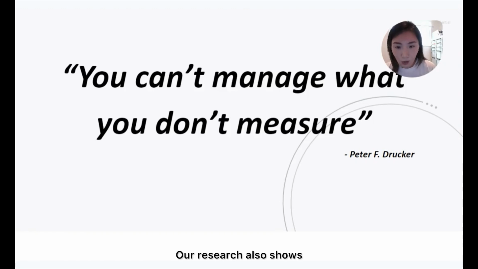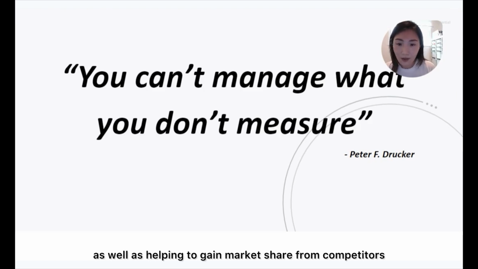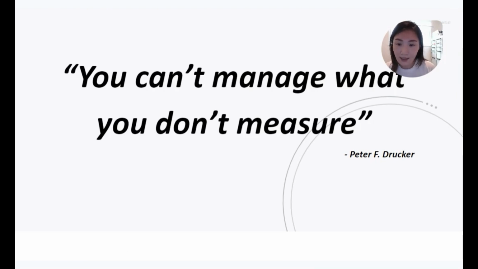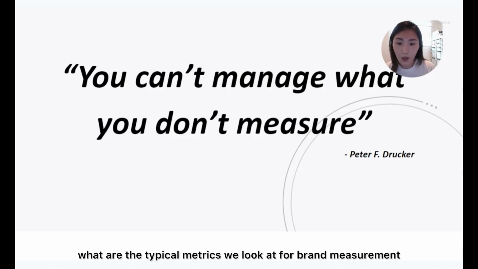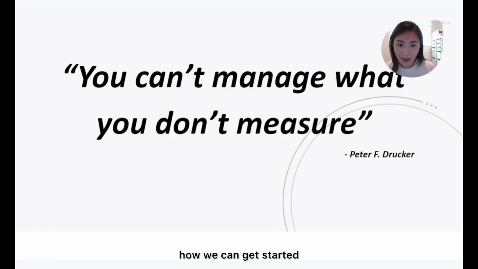Our research also shows that price premiums can be increased by 26% on average with a good brand reputation, as well as helping to gain market share from competitors. Therefore, in today's session, I will quickly go through what are the typical metrics we look at for brand measurement, and for those who have not set up a brand measurement program yet, how we can get started.